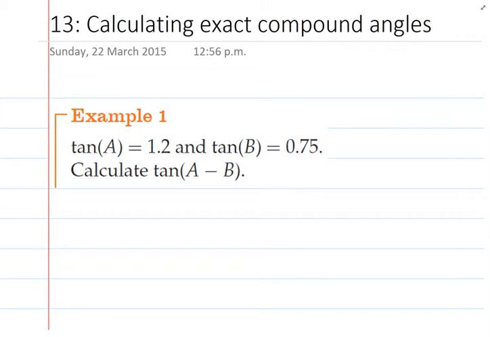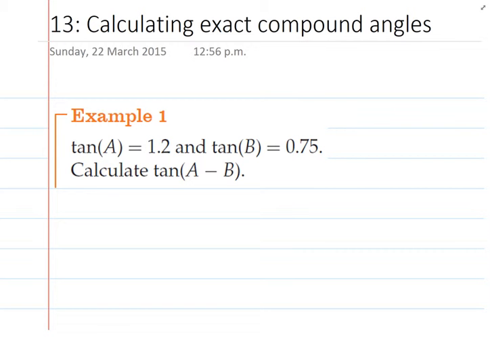In this video we're going to look at calculating exact compound angles. That basically means working it out without using your calculator. And so here we've got two values of different angles of tan, and the question is asking us to work out what tan of A minus B is, even when we don't know what A and B are.